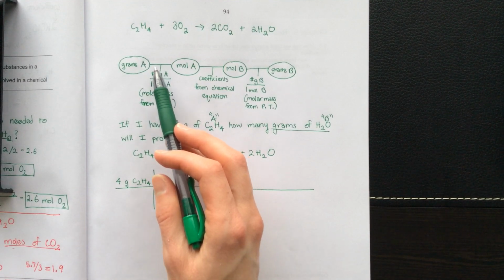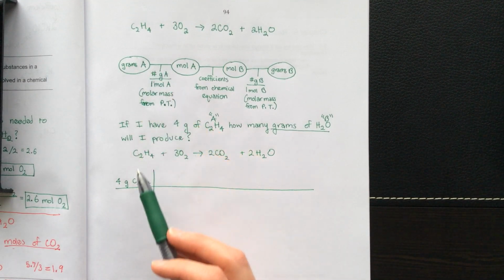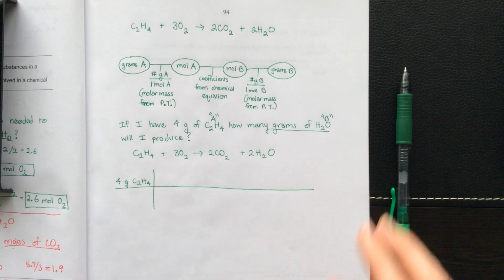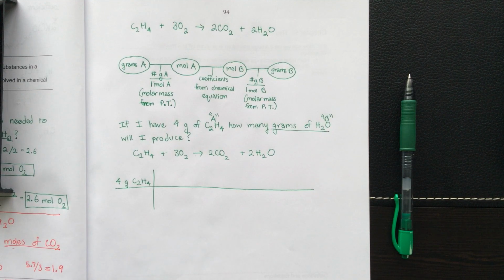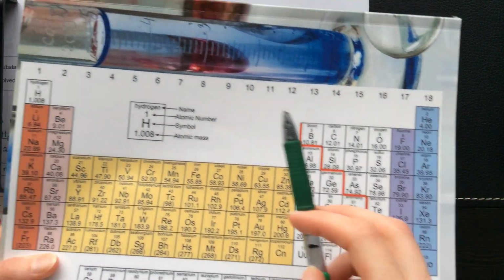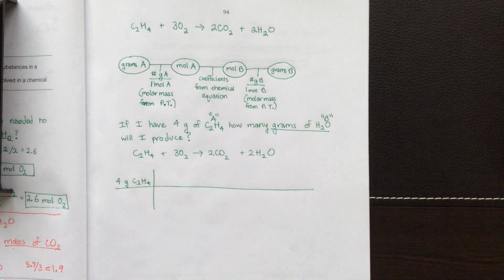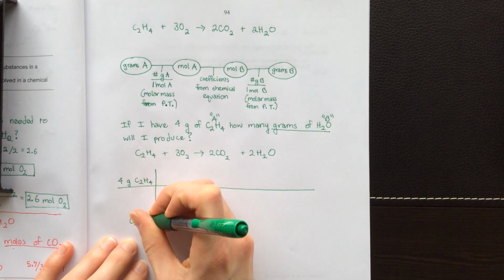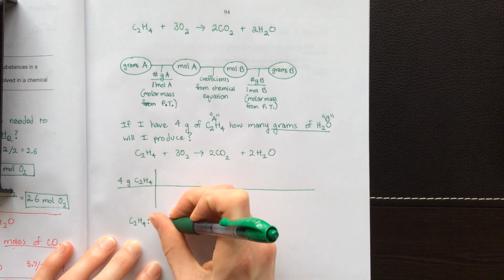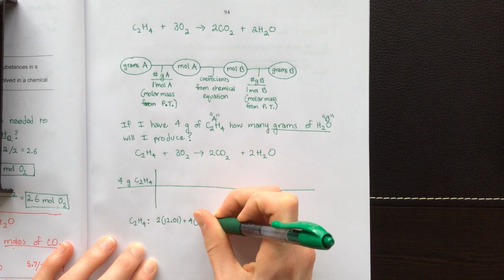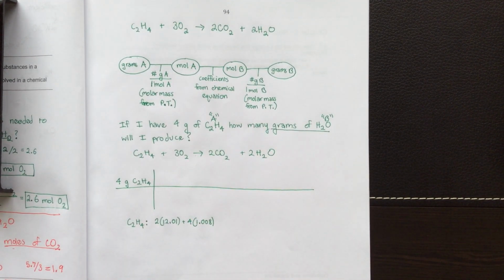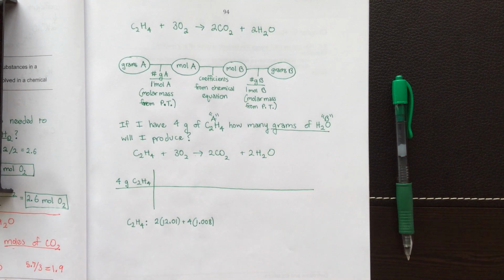So what I need to do next is find the molar mass of C2H4 from the periodic table, and that will help me get to moles of C2H4 from grams of C2H4. So I'm going to pull out my periodic table here, and here's carbon, it's 12.01, and hydrogen is 1.008. So down here, C2H4, we've got 2 carbons plus 4 hydrogens, which is 1.008. Or on your periodic table, it might say 1.01, and that's okay.